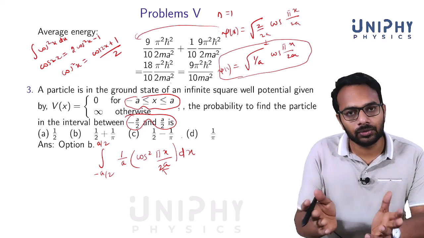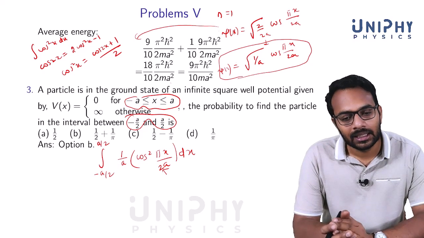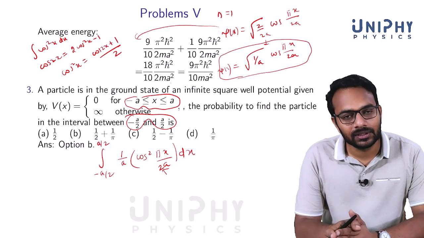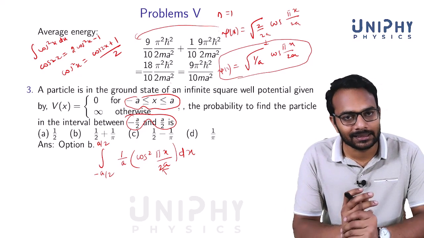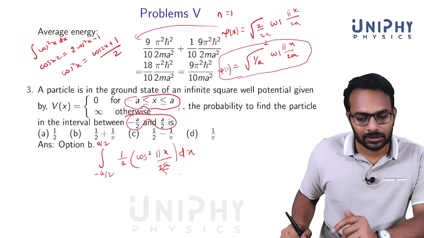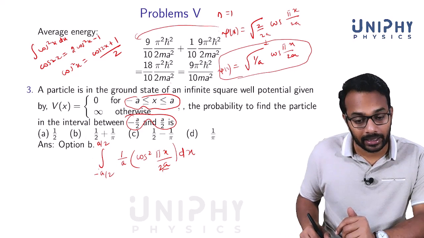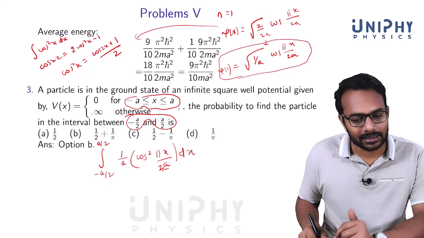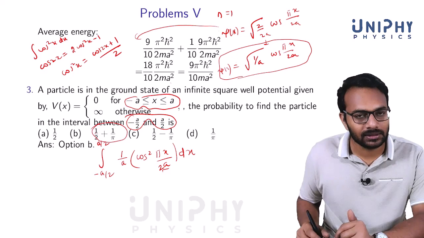Now you know how to integrate these things. If it's cos x, the integral is just sin x. If it's cos lx, it's sin lx divided by l, and so on. So you can do that. Apply the limits a by 2 and minus a by 2, and you will get the answer to be 1 by 2 plus 1 by pi.